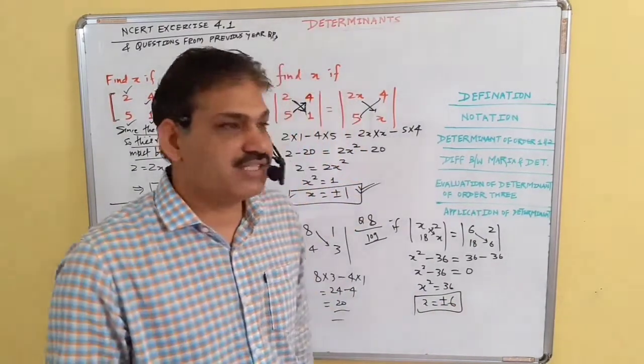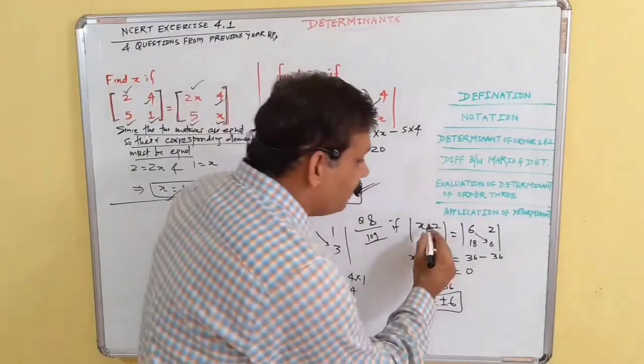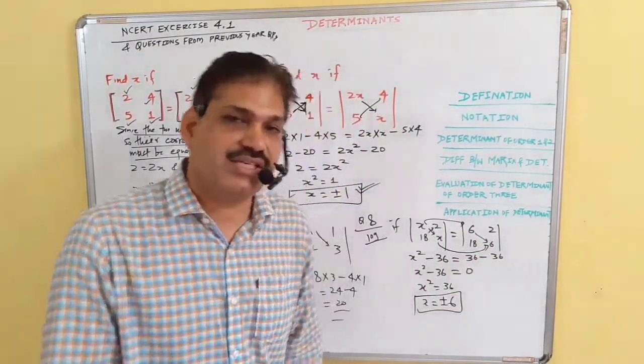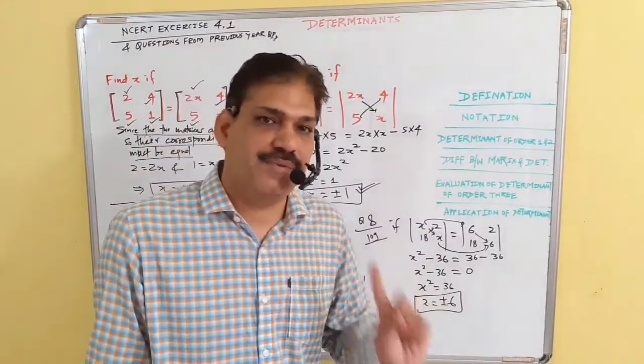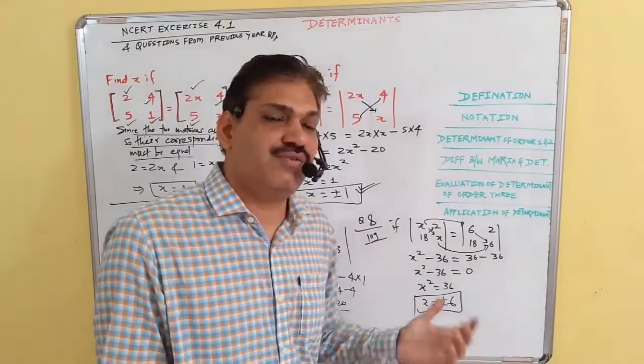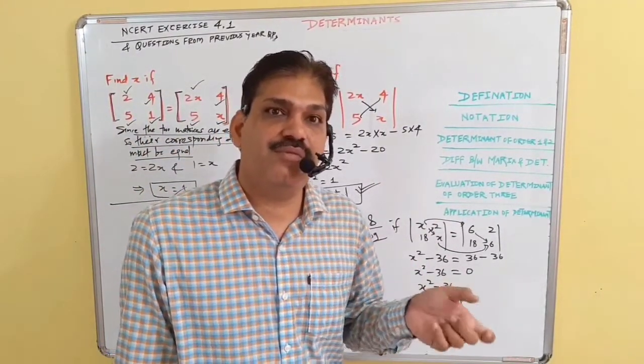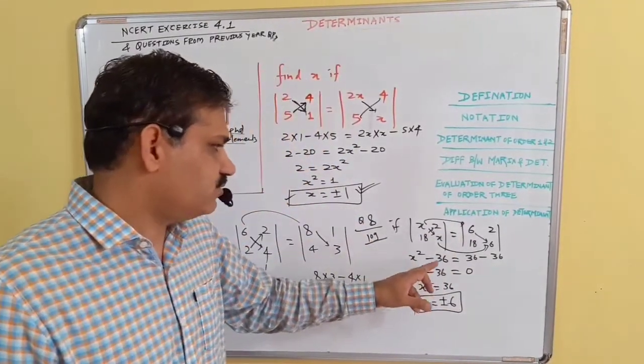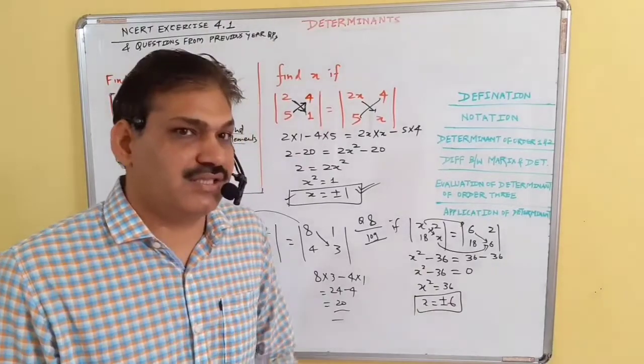The first option is x is equal to 6. If you try to compare the elements, then also it is giving the answer x is equal to 6, but it is not about comparing, it is determinant. So what will we compare? We will compare the value of this determinant, and that is going to come out plus minus 6.